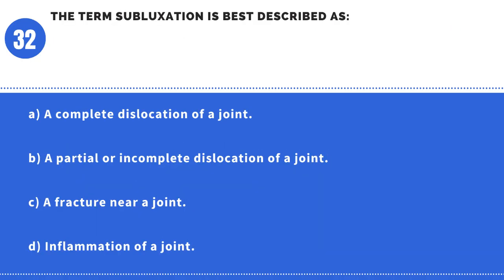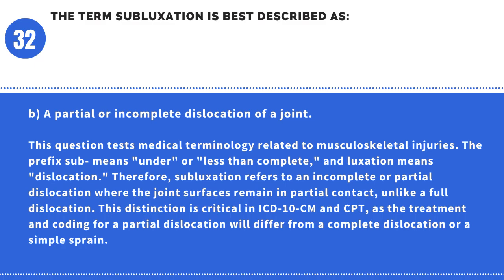Question 32. The term subluxation is best described as A. A complete dislocation of a joint. B. A partial or incomplete dislocation of a joint. C. A fracture near a joint. D. Inflammation of a joint. Answer: B. A partial or incomplete dislocation of a joint.